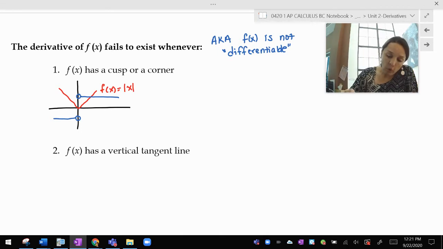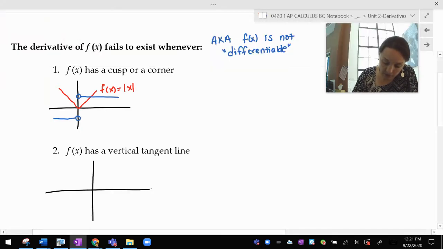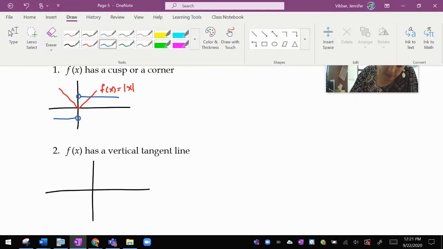Okay? What if f of x has a vertical tangent line? That happens more often than you would think. For example, I should do red, I'll be consistent.